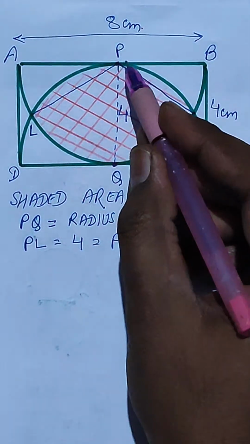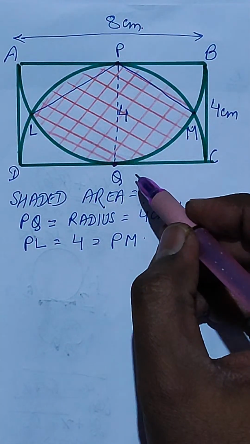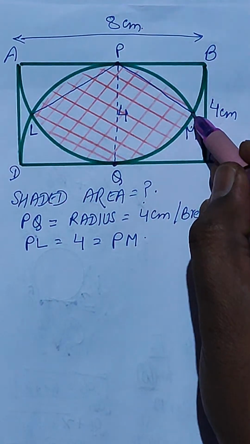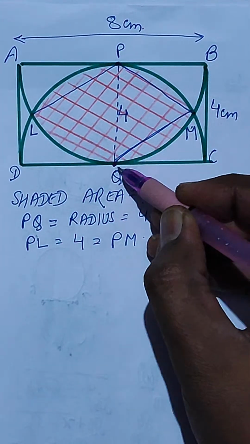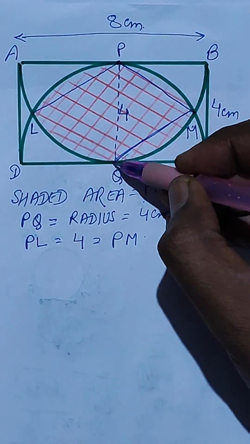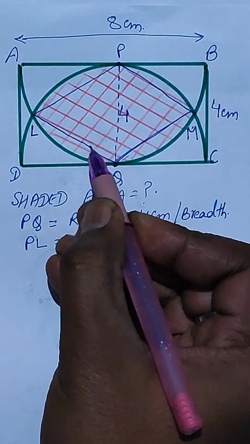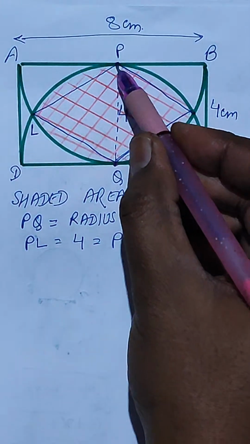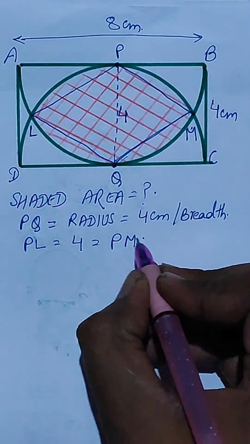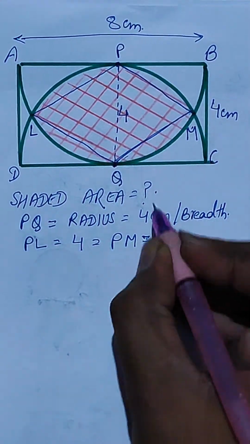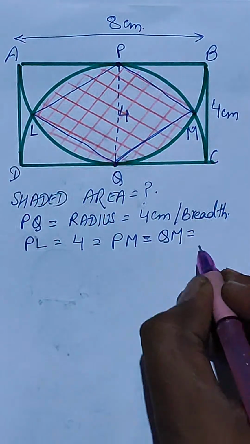Now we need to find the area of the shaded region. So if we connect like this, similarly we can connect Q to M. You can see Q to M, considering Q as a center, this is the radius. Similarly QP is the radius and QL is also a radius, right? If all these three are the radius, and from P as a center, PL, PQ and PM are the radii, then we can say PL equal to PM, which is equal to QM, which is equal to QL.